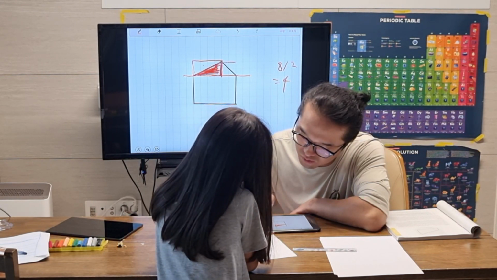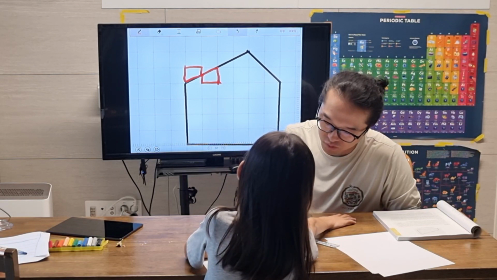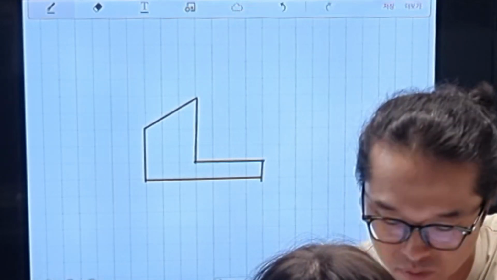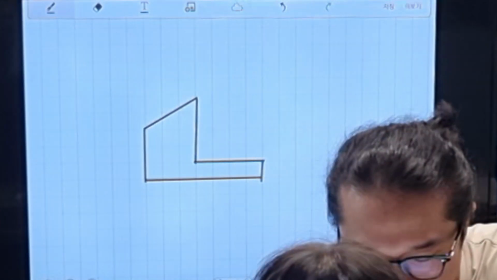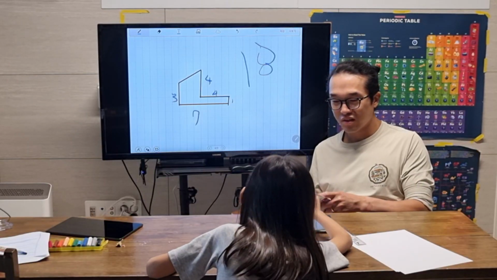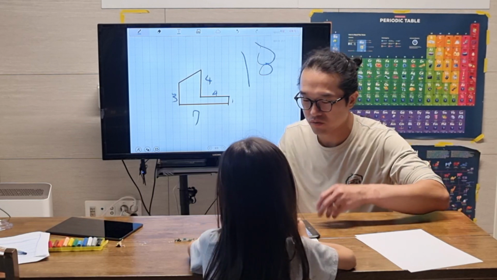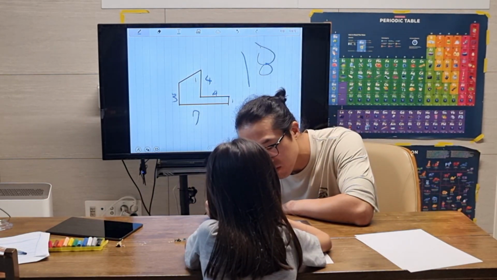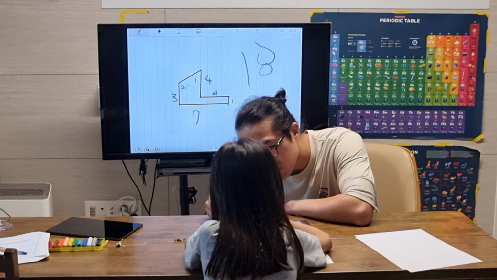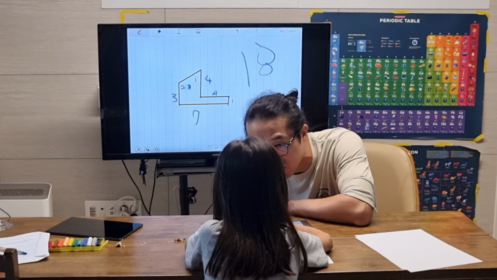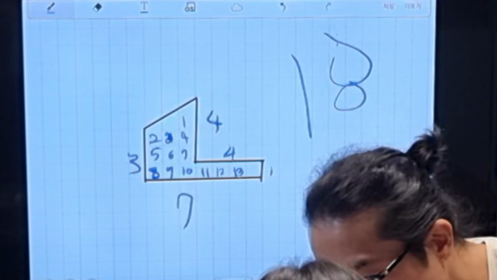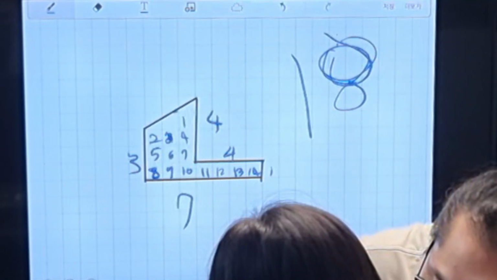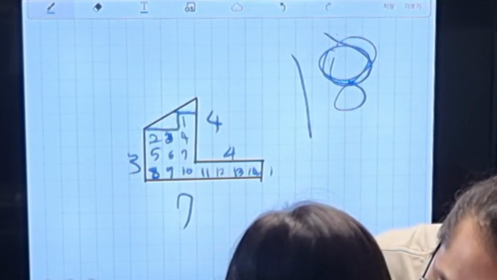And then like this. I've got another polygon. Okay? Can you calculate the area of this polygon? 18. Show me how to get that number. 1, 2, 3. You are counting the squares, right? 13, 14, and then this shape left, right?